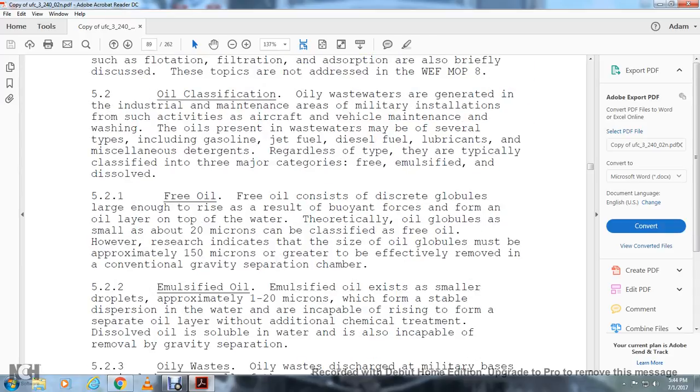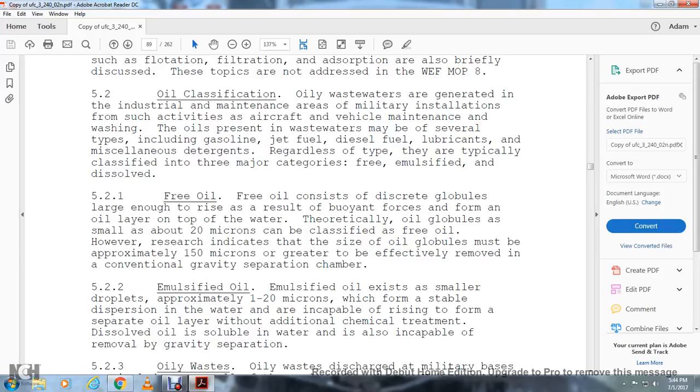5.2.1 Free oil. Free oil consists of discrete globules large enough to rise as a result of the buoyant force and form an oil layer over the top of the water. Theoretically, oil globules as small as 20 microns can be classified as free oil. However, research indicates the size of the oil globules must be approximately 150 microns or greater to be effectively removed in a conventional gravity separator chamber.